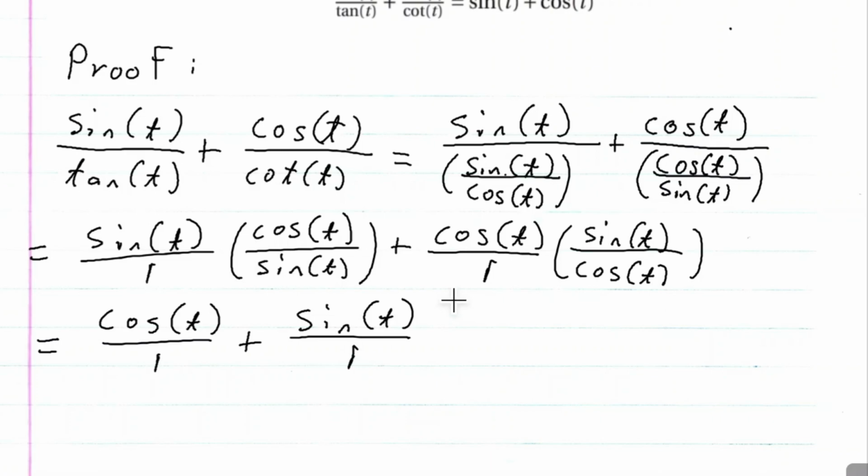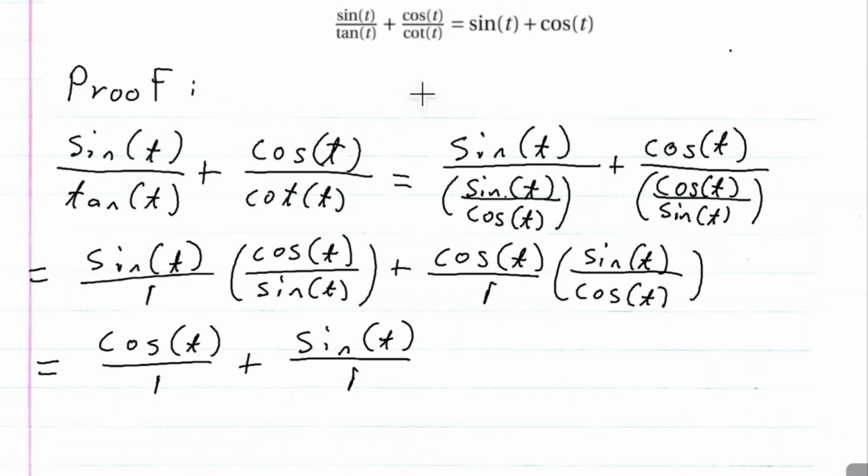And what we wanted was, let's go up here, sine of t plus cosine of t. So cosine of t over 1 is just cosine of t, and sine of t over 1 is just sine of t. So we can rewrite this as sine of t plus cosine of t, right? Using the commutative property. And that is it.